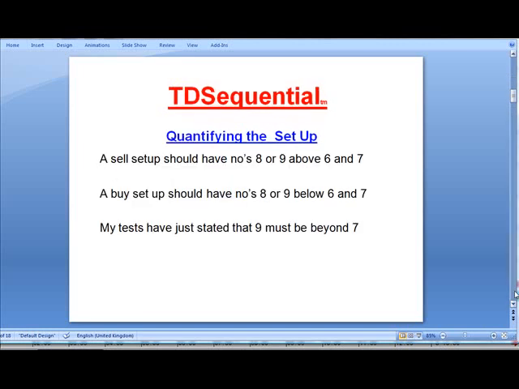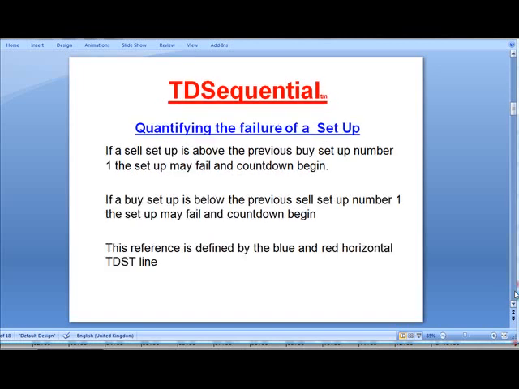There are a few qualifications associated with that, and ideally a sell setup should have numbers 8 or 9 above 6 and 7, and any tests that I've done in the past via the signal evaluation tool, I've actually just done 9 against 7. Finally, we have to understand what a failure of a setup is. If a sell setup is above the previous buy setup, number 1, the setup may fail and countdown begin or continue.